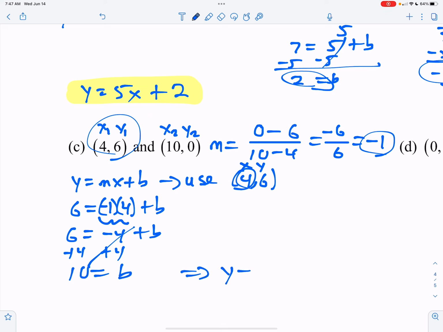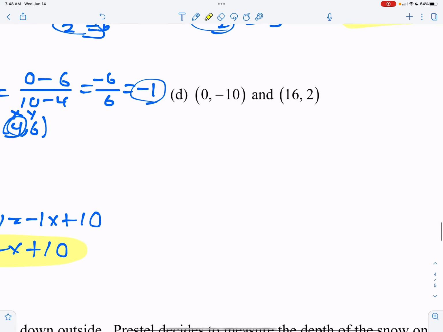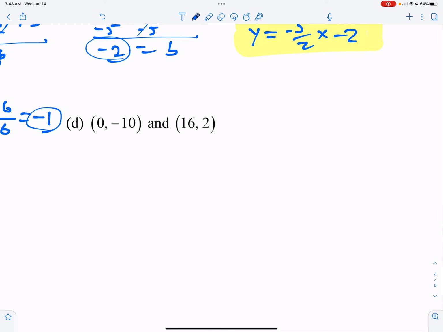Putting it together, we have y equals negative 1x plus 10. Typically, that's just written as negative x plus 10. We don't typically write the negative 1. Part D.